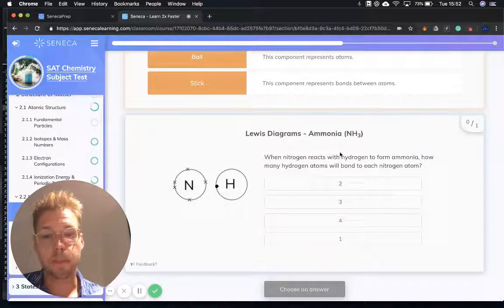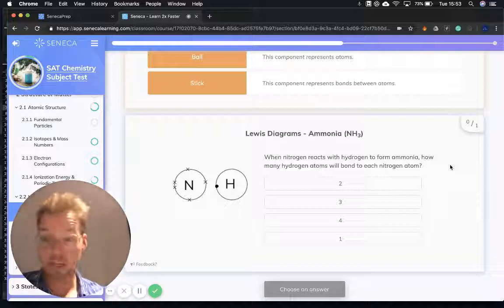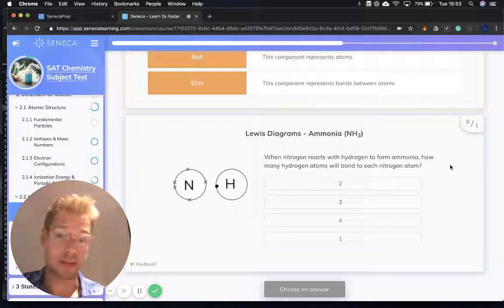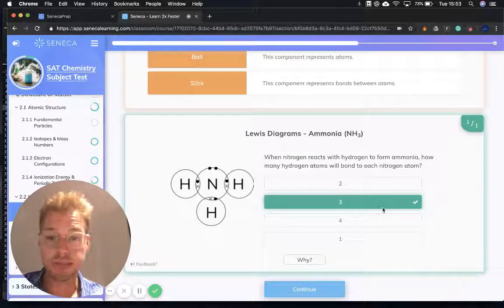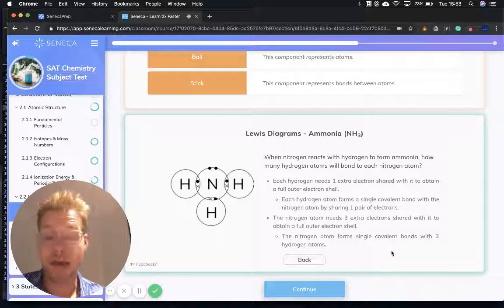Lewis diagrams for ammonia. When nitrogen reacts with hydrogen to form ammonia, how many hydrogen atoms will bond to each nitrogen atom? So nitrogen has 5 electrons in its outer shell. You should remember that from earlier. So it's going to need 3 electrons to get up to 8. So it's going to form 3 hydrogen bonds. And there's going to be a cute little lone pair there.